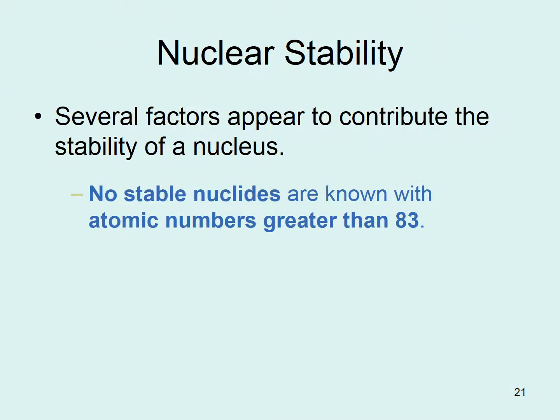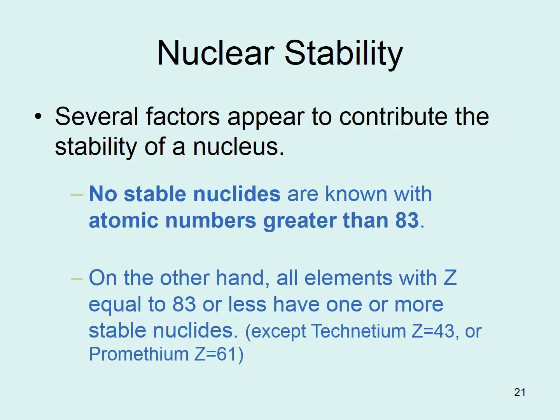In fact, no stable nuclides are known with atomic numbers greater than 83. So everything above 83 is radioactive. On the other hand, all elements with atomic numbers equal to 83 or less have at least one stable nuclide. The exceptions are technetium, which is atomic number 43, and promethium, which is atomic number 61.